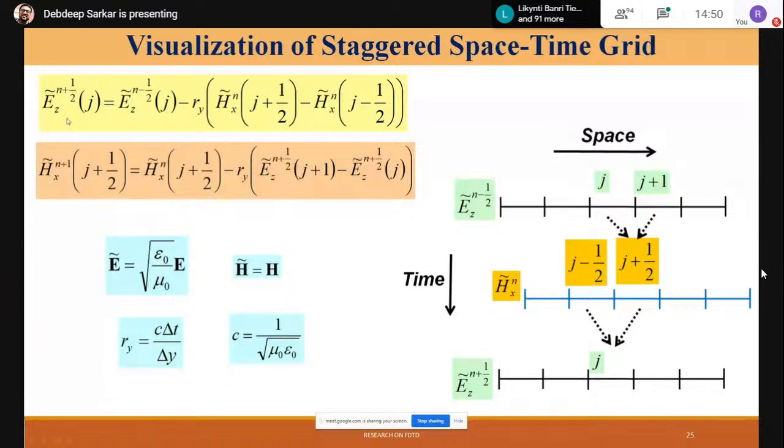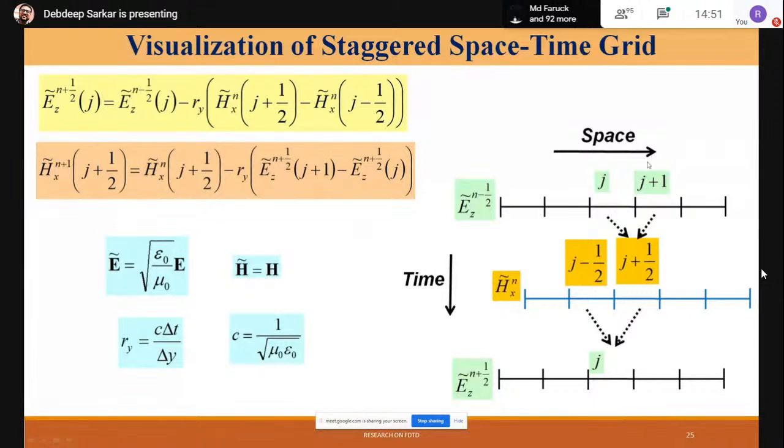You can see now we have these two quantities: Ez at a particular location is being updated by the Ez at the same location but the previous time instant, and some of the H fields located nearby. This Ez is at location J, and this Hx is at J plus half and J minus half, so one step before or one step later.